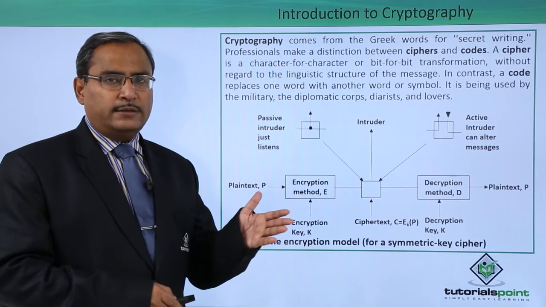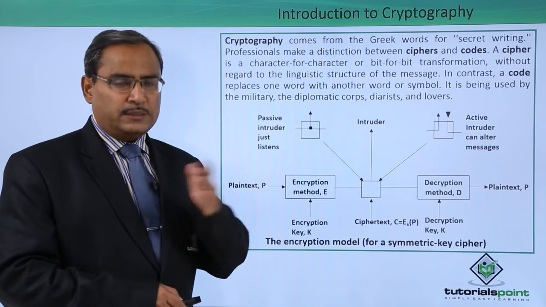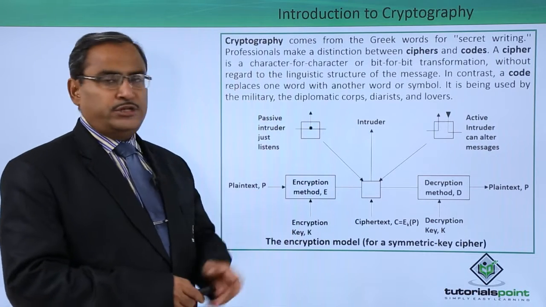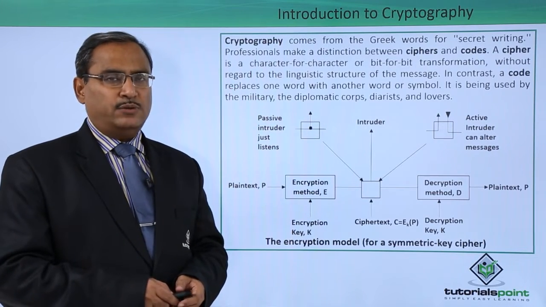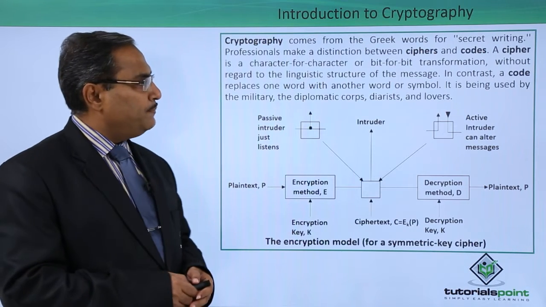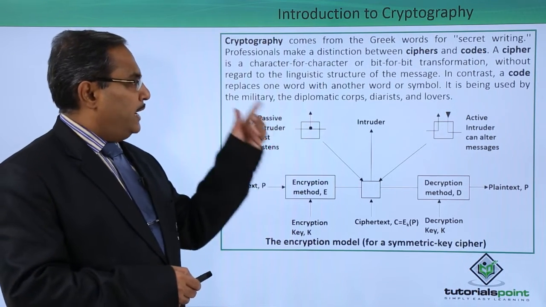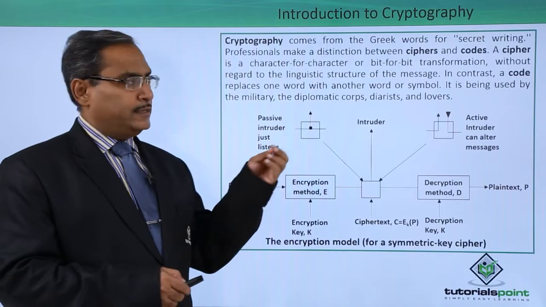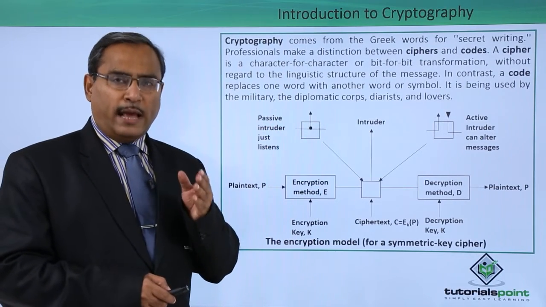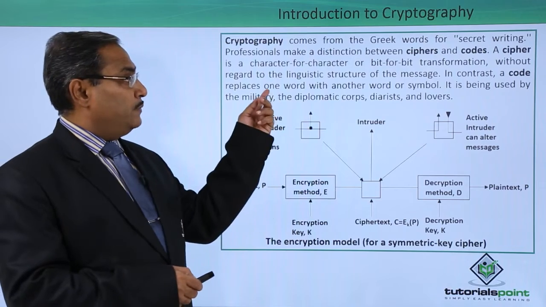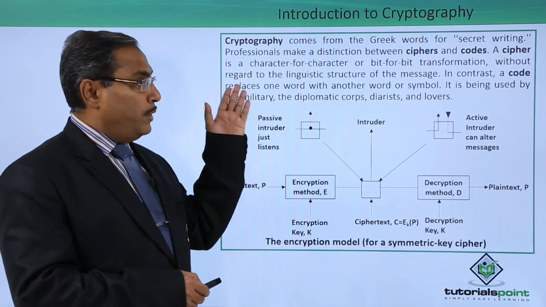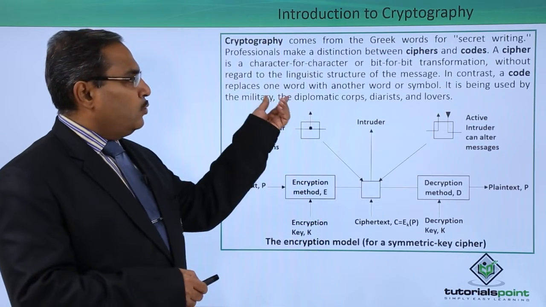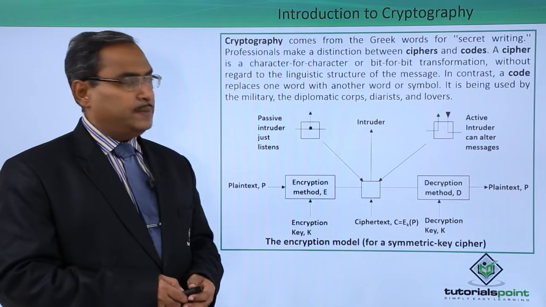So, one character to another character, or from one bit to another bit, the transformation will take place, without regard to the linguistic structure of the language. In the case of ciphertext, we may not be following the linguistic structure of the language. In contrast, a code replaces one word with another word or symbol. So, in ciphers we have transformations, but in codes we have replacements. One thing will be replaced by another, so one word will be replaced by another word or symbol.